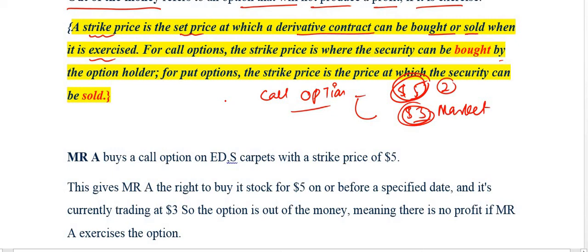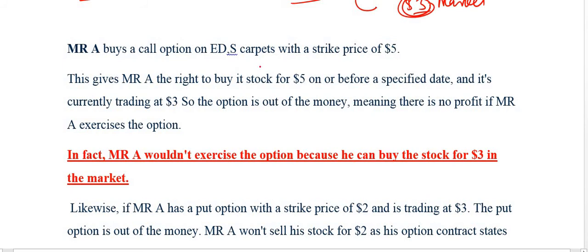Okay, we already discussed that a call option means that you have to buy something, a security, while a put option means that you have to sell the security. Clear? So here we have an example to clarify this. Mr. A buys a call option with a strike price, this is the exercise price. You have to purchase the underlying security at $5. So this is the exercise price.